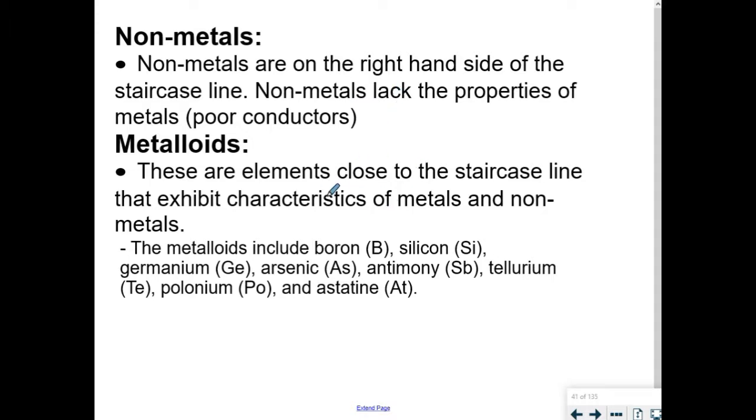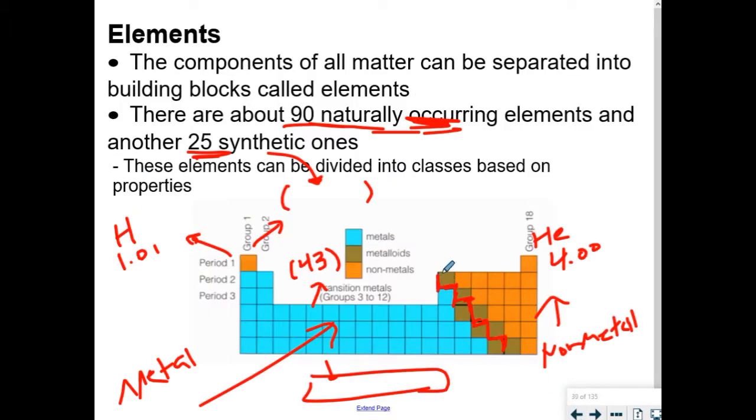Okay. The weird ones are the metalloids. The metalloids are the ones that fall right along the staircase. So let me go back to this slide right here. Everything that's right along the staircase, there's a few of these that actually have the properties of both sometimes. If I were to use the word tweener, something that's in between, that probably fits well, where sometimes they're metal, sometimes they're non-metal. Let me give you an example.